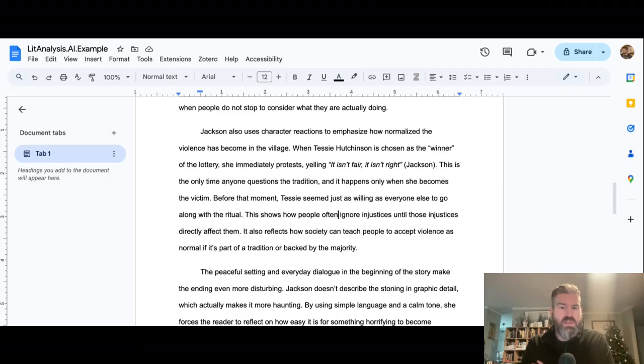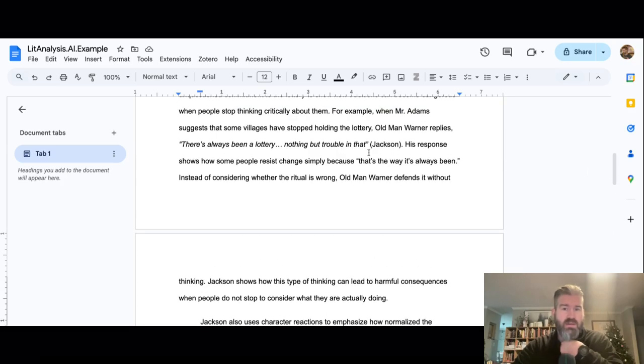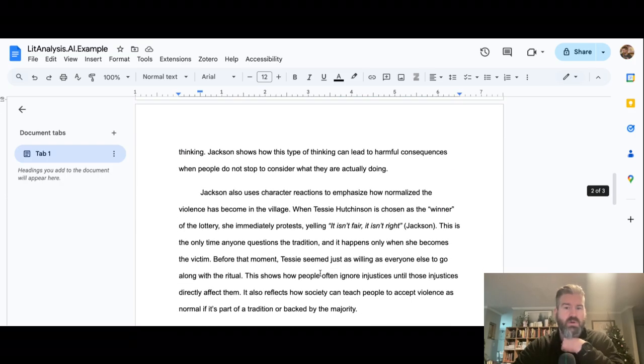Not only do we not know who Tessie is, but we don't know what she's really protesting against. Again, this also seems to be pushing away from the thesis statement, which is about following tradition. And this one goes towards violence and the majority, which is a slightly different topic. I would also like additional evidence here because it's actually not true that this is the only time anyone questions a tradition. In fact, if we look back in the previous paragraph, we actually see somebody question the tradition. So we've got a contradiction here from one paragraph to the next.